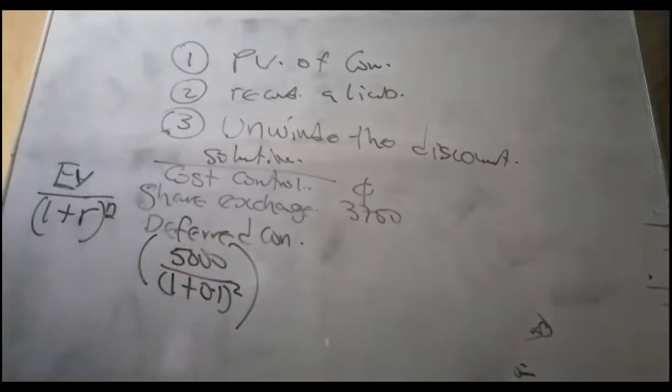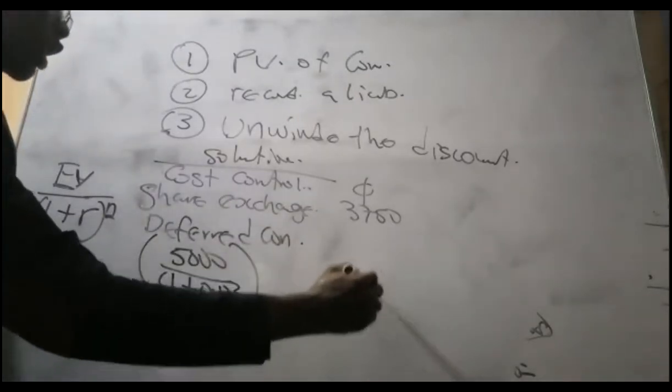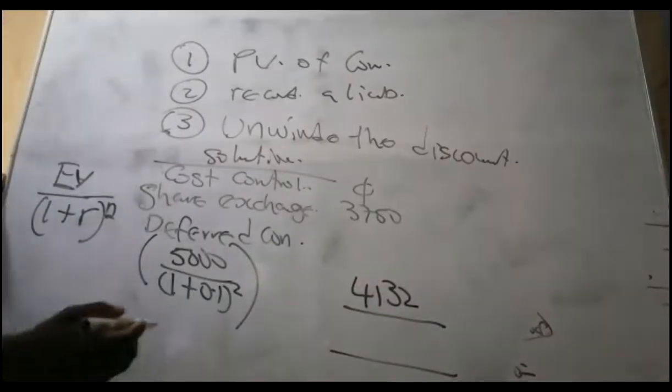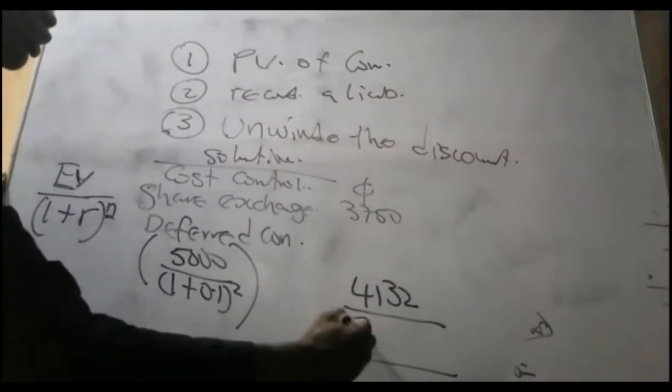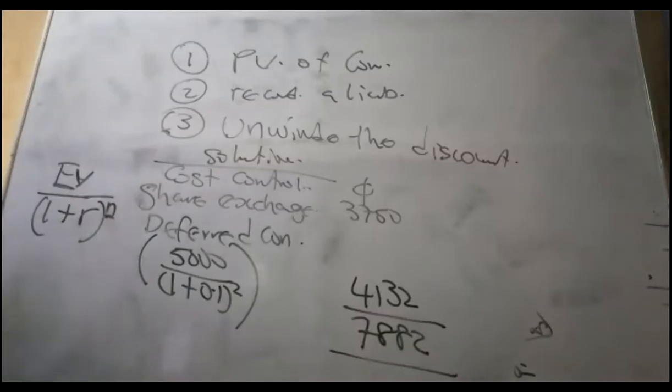Please, what is the value? So 4,132. Good. So therefore, the total consideration will be 7,882. So if you should end here, that's the total consideration transferred, paid by JDM to acquire JNO.